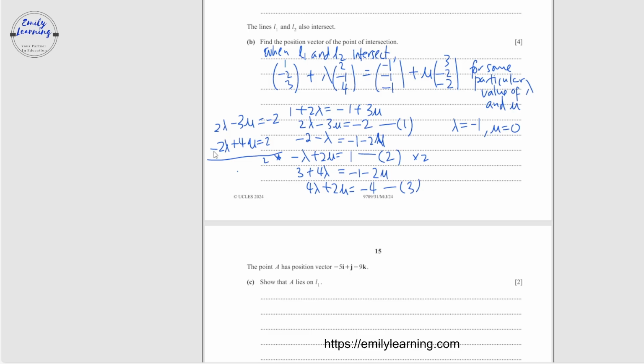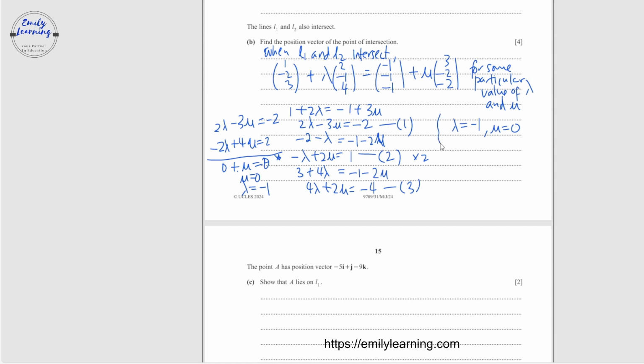So 2 lambda minus 2 mu equals 0 lambda. Minus 3 mu plus 4 mu equals mu. 2 minus 2 plus 2 is 0, so therefore mu equals 0. So when mu equals 0, maybe I can sub it into here. When mu is 0, minus lambda equals 1, that means lambda equals minus 1. Okay, so I found this.